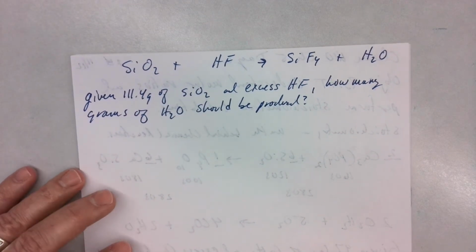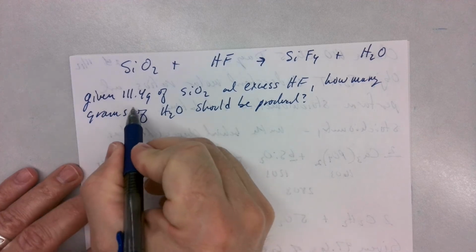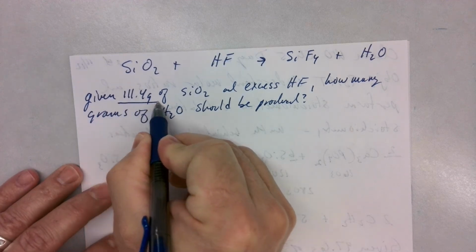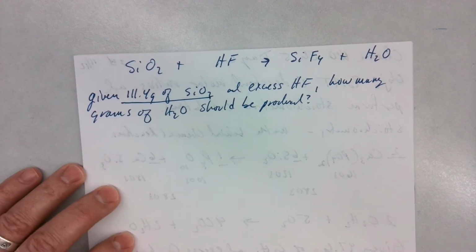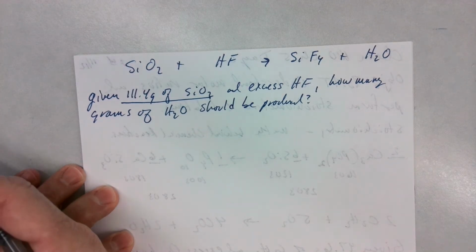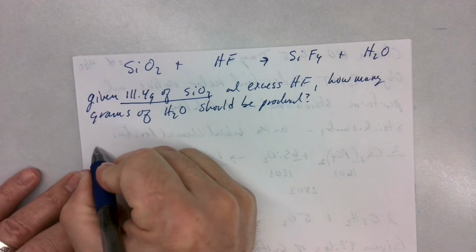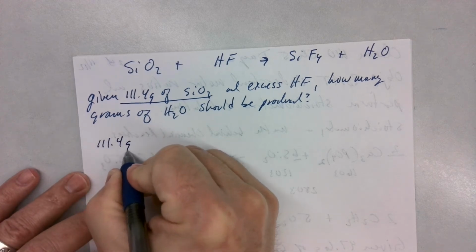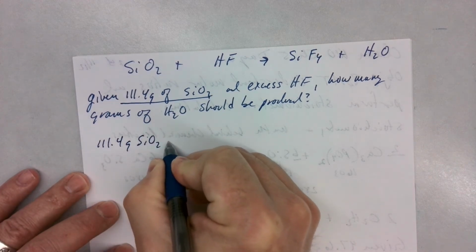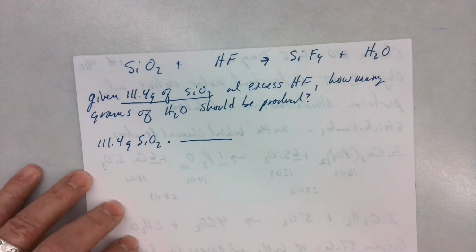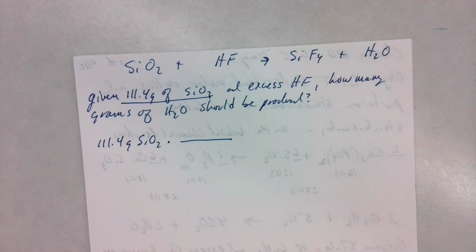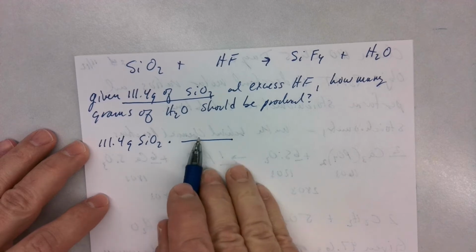Okay, and notice they only give me one value here. That's the only starting value they give me, right? Which means I know that that's a value I'm going to use to do all my math, right? So I'm going to start out with 111.4 grams of SiO2. Okay, where do I know I'm going to go? If they give me grams, 99.9% of the time, my first calculation is going to be to what? To moles, right?